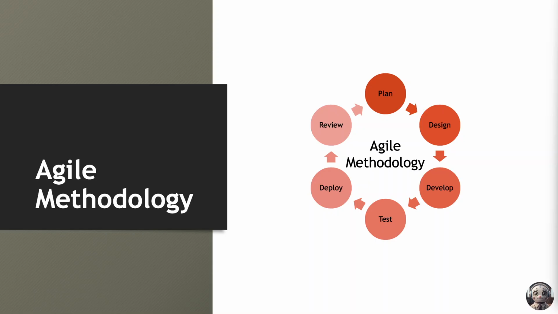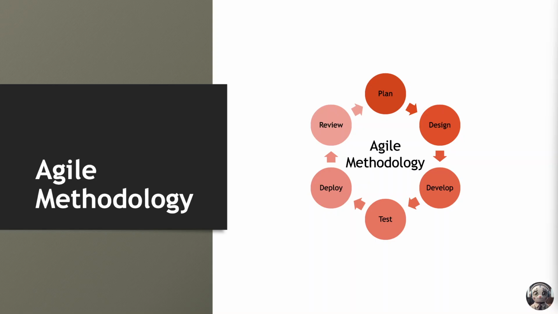Each sprint typically lasts for a fixed duration, often ranging from 1 to 4 weeks, during which the development team works collaboratively to deliver a potentially shippable product increment. Testing is integrated throughout the development process in Agile methodology, with each increment subjected to continuous verification and validation. Agile testing focuses not only on identifying defects but also on ensuring that the software meets the desired quality standards and user expectations.